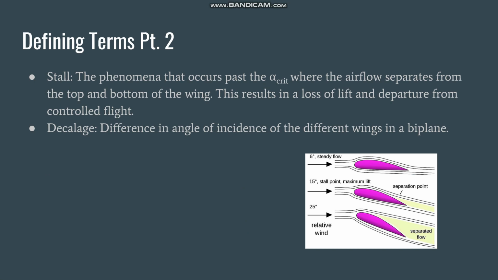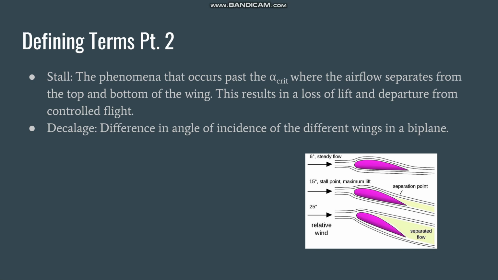Stalling is the phenomenon that occurs past the critical angle of attack, where the airflow separates from the top and the bottom of the wing. This results in a loss of lift and a loss of controllability of the aircraft. You lose a lot of options when your plane is stalling. And this is shown down there in the diagram in that picture. This shows what stalling looks like and how it happens.